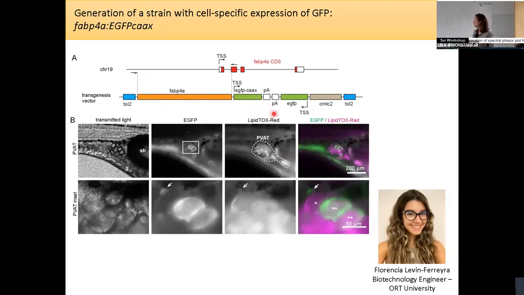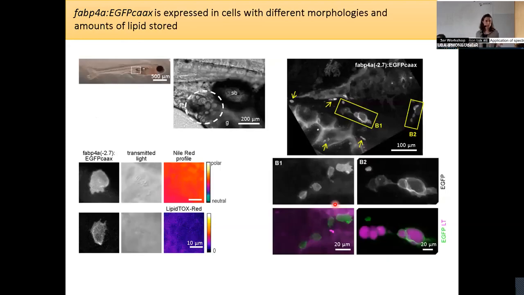Here we see some images. These are larvae stained with lipophilic dyes in magenta, and in green we can see that the EGFP label is surrounding mature adipocytes within the larva. Then we took a more detailed look at this larva, and we saw that EGFP also labels some cells that didn't have lipophilic staining. So we think of these cells as adipocyte precursors.